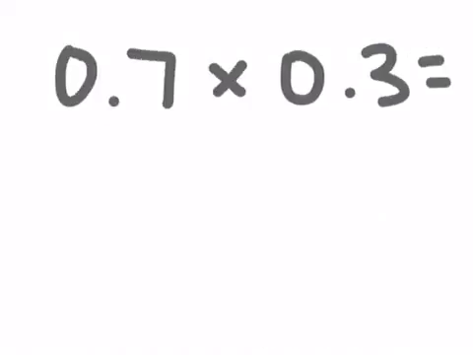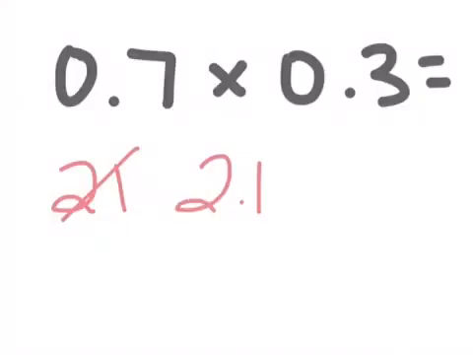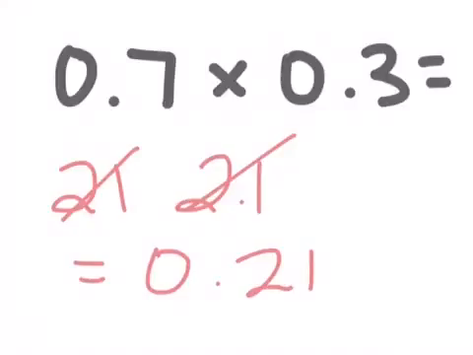And our last example, 7/10 times 3/10. Well, we know that 7 times 3 is 21, and that's too big of an answer in this case. We know that 2 and 1/10 would also be too big. So our final answer for 7/10 times 3/10 has to give us 21/100ths.